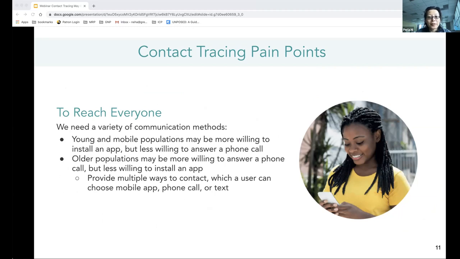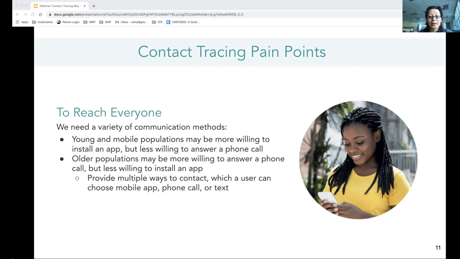Another pain point that we've seen in reaching hard to reach vulnerable populations is that often it requires a variety of communication methods. For professionals, we're used to using email as a frequent mode of communication. But for these other populations, we need to think about different ways to reach them. I'll just give an example. Young and mobile populations are much more willing to install an app, but are actually less likely to answer a phone call. Older populations, for instance, are more willing to answer a phone call, but less willing to install an app.